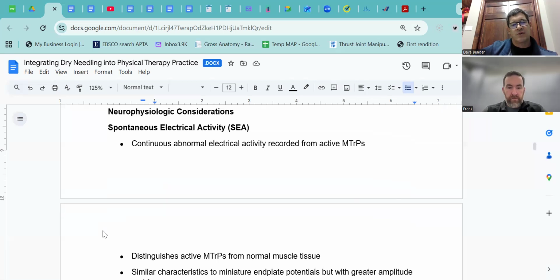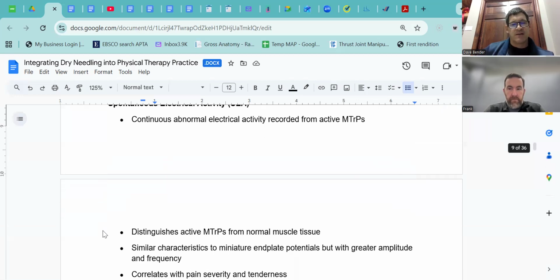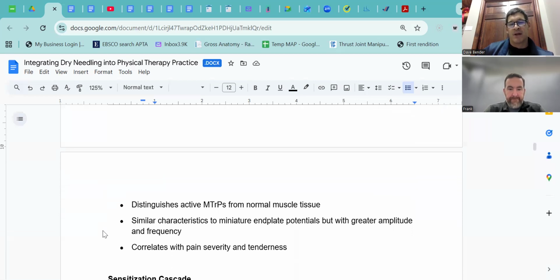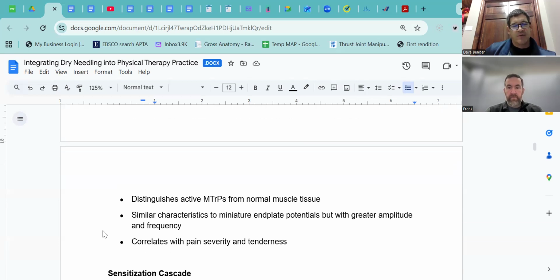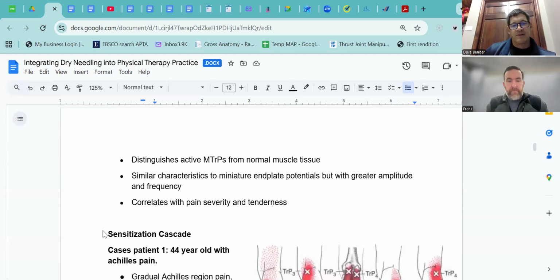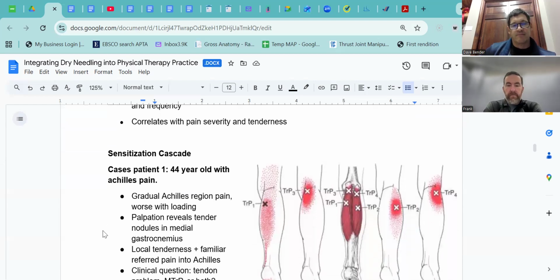Again, some neurophysiological considerations: spontaneous electrical activity. This is a continuous abnormal electrical activity recorded within the myofascial trigger point. That's sometimes what you're referring to as end plate noise. There's a lot of end plate noise when they look at the electrical activity. After needling, they've shown there's been a decrease in end plate noise and output. And this is what they talk about as distinguishing an active trigger point from normal muscle tissue. Again, as I mentioned earlier, these are characteristics similar to miniature end plate potentials with greater amplitude and frequency. And they'll find that this does correlate to pain, severity, and tenderness of the trigger point.